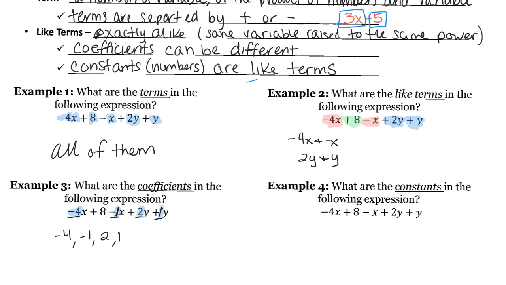And then last question, what are the constants? So constants are just numbers. So numbers with nothing happening to them. So in this case, it's just 8. 8 is our only constant. All right.